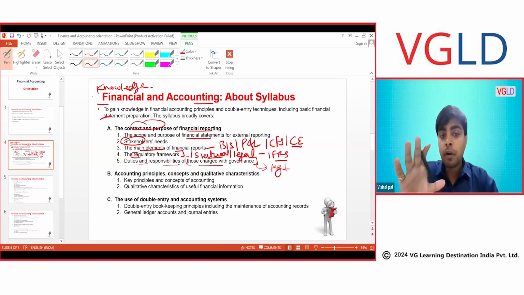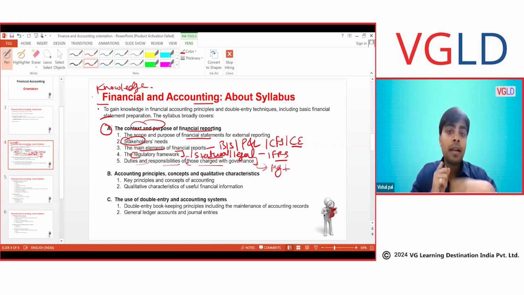So the first section of your syllabus requires you to understand why financial reporting is done. Financial reporting is nothing but preparing statements and presenting information, financial and non-financial. But why are we doing that? We will be understanding this in our first chapter: for whom we prepare these financial statements, why we prepare them, what the regulatory requirements are, and who is responsible for preparing them.